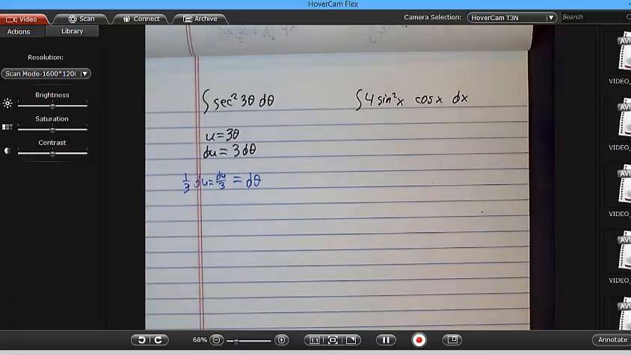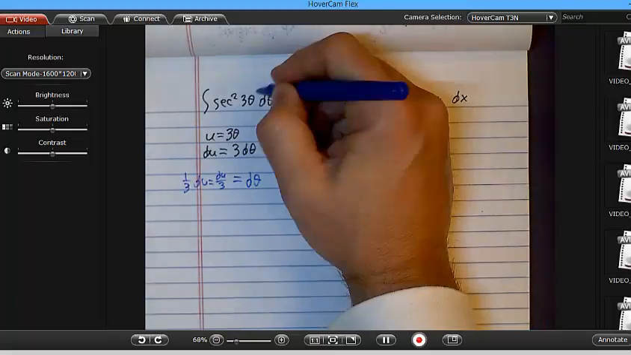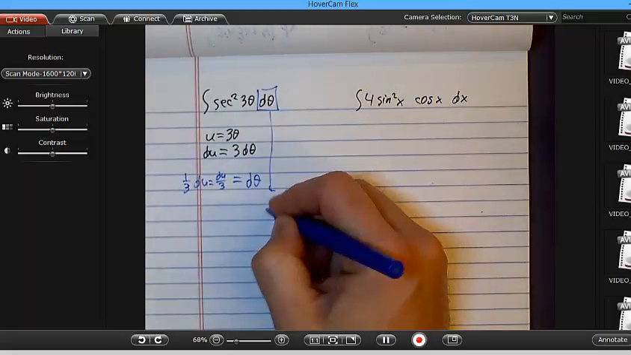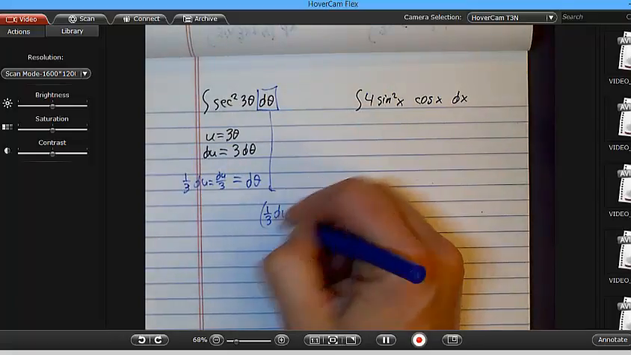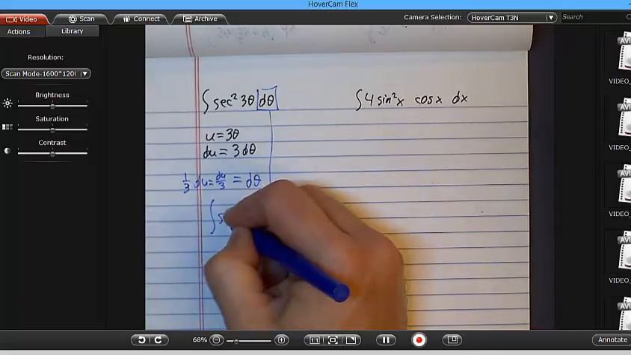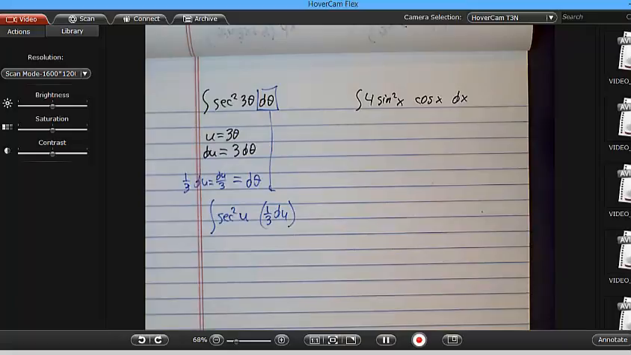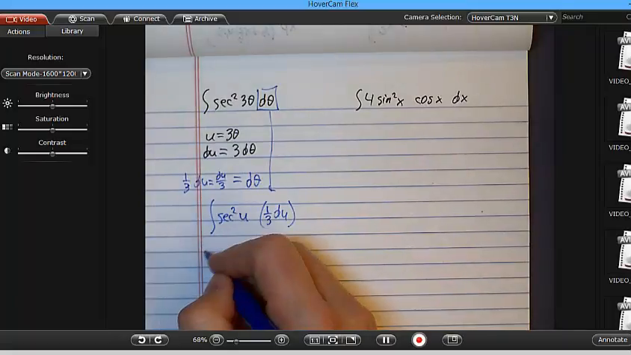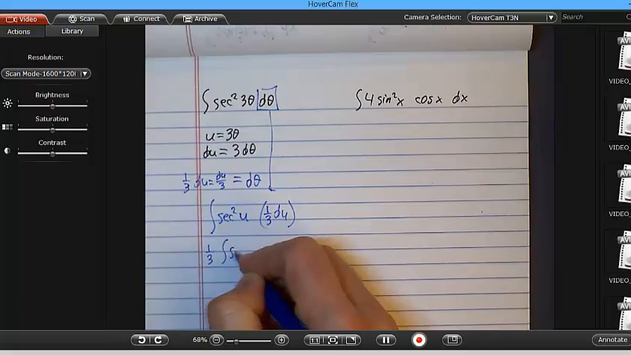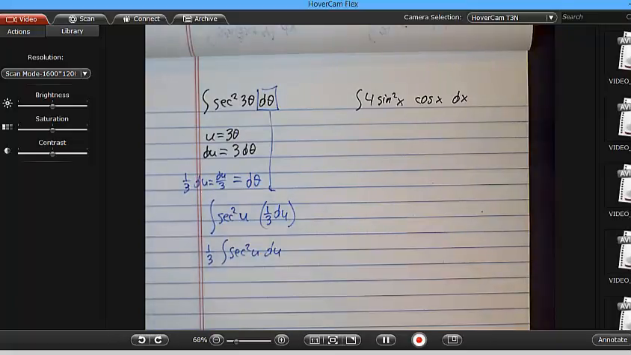And so if you go this approach, you'll realize that, oh, okay, where it used to say d theta, I can replace that with 1/3 du. And this then is the integral of secant squared u. And now you pull the 1/3 out front. I don't care if you guys like that approach better. I'm okay with it. My only issue is make sure that you've changed variables completely. You don't have x's and u's in the same integral.